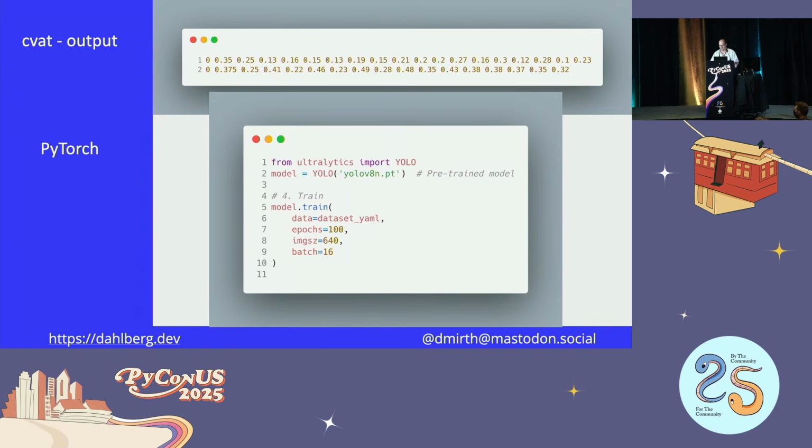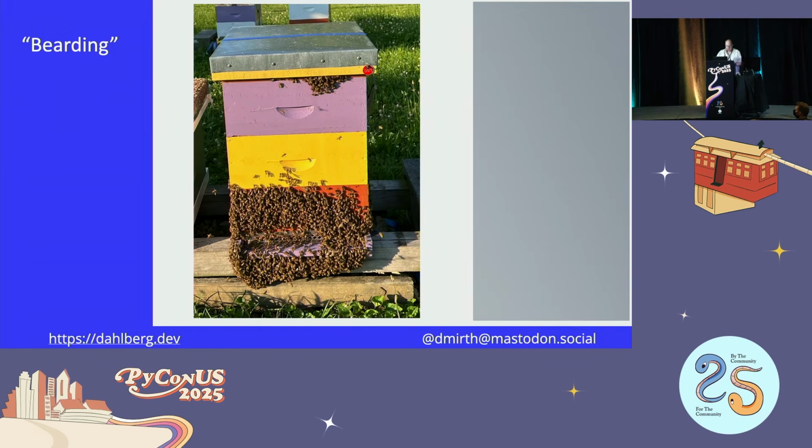CVAT will then take this XML file and convert it to YAML, which will then mathematically describe each polygon. I then import the YOLO module, which creates a base model and then uses PyTorch to further expand upon the model, which was very simple. However, now we have bee counts from each image.